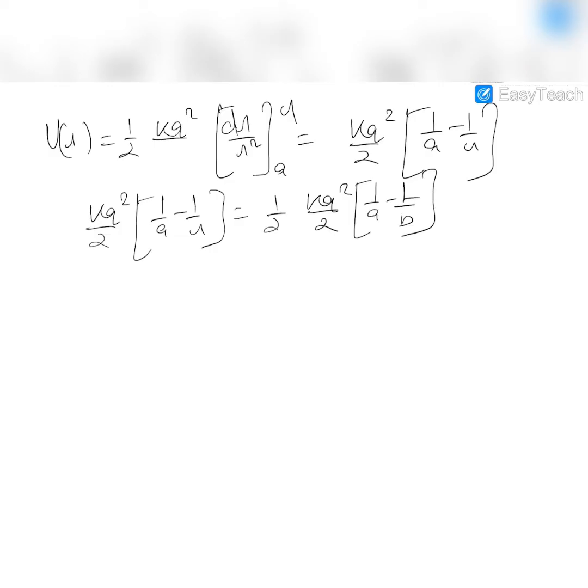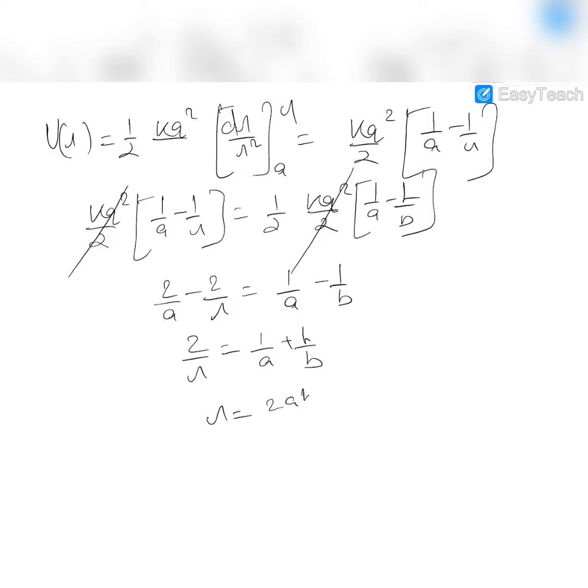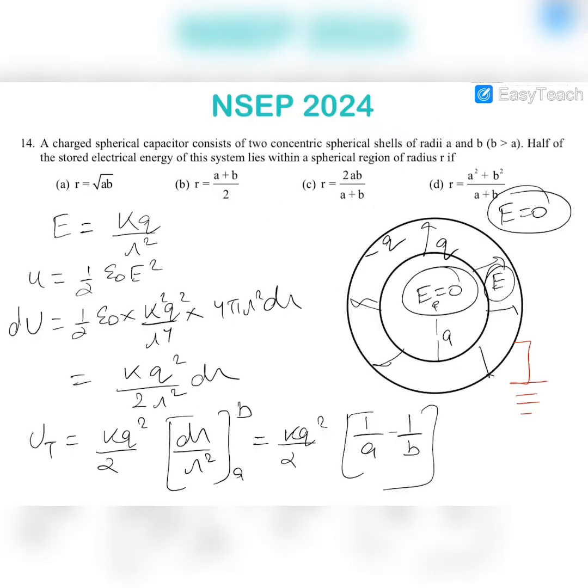Cancelling kq square by 2 on both sides, you can see that 2 by a minus 2 by r is equal to 1 by a minus 1 by b. So 2 by r is equal to 1 by a plus 1 by b, and therefore r is equal to 2ab upon a plus b. So the correct answer will be C. Now we move on to the next question.